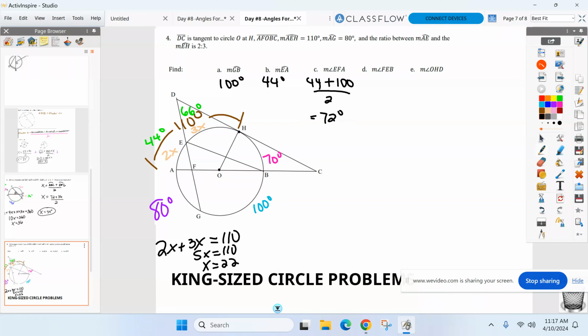I'd also like you to put it in the diagram as well, once you find it. All right, so EFA is 72. You never know when you're going to need it next.